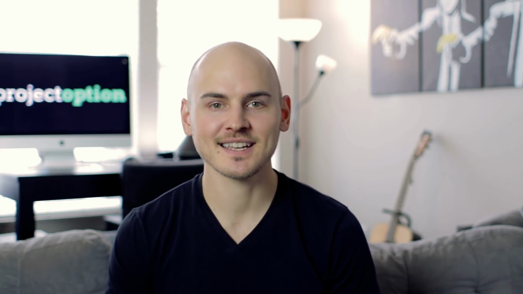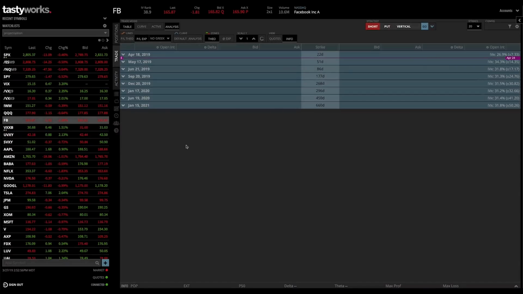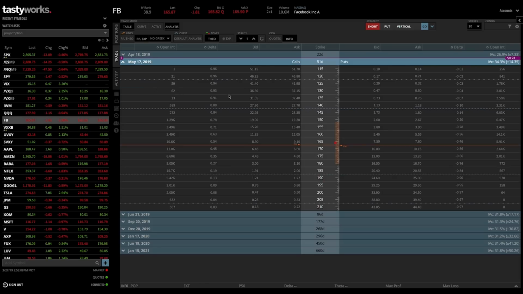So let's hop over to the Tastyworks platform and I'll compare those two strategies side by side to demonstrate exactly what I mean. As I've mentioned, when selling a put option, your risk is going to be less than if you purchased 100 shares of stock at that put strike price in 100% of scenarios. So let me go ahead and prove that to you.